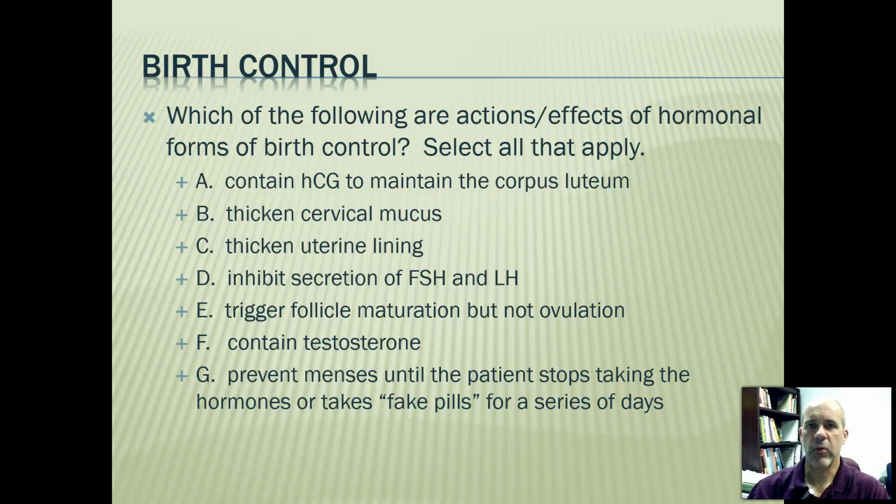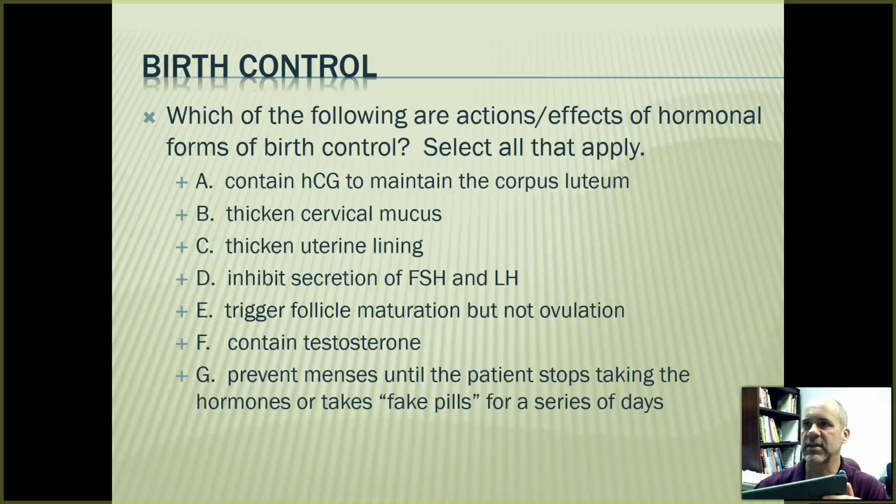All right, go back and review what we discussed about birth control. Which of the following are actions, effects of hormonal forms of birth control? Select all that apply. So these are generally estrogen-progesterone combinations. Do they contain HCG to maintain the corpus luteum? No, they don't. HCG is produced by an embryo. Remember, that's your pregnancy hormone. That's the one that's detected in a home pregnancy test.